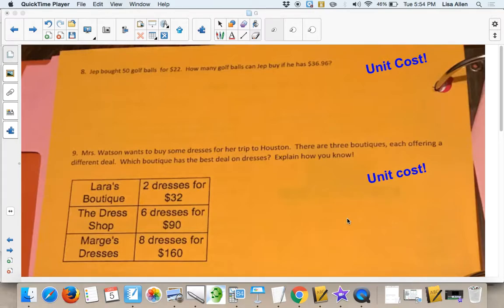Okay, now we're talking about unit cost in this problem. We want to find out what is the cost for the golf balls. It says Jet bought 50 golf balls for $22. How many golf balls can Jet buy for $36.96? So what you want to do is find out how much each one of these golf balls is.